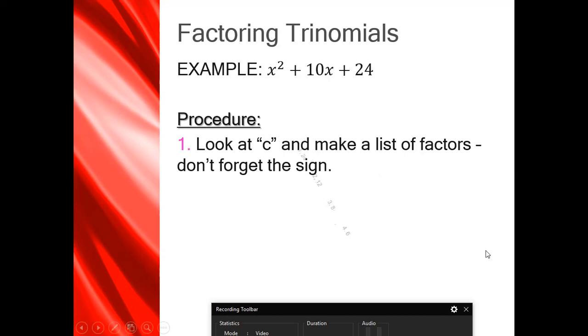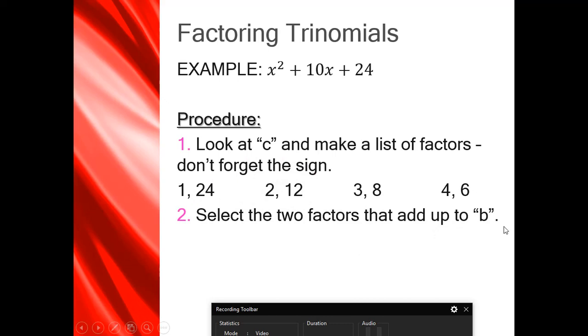So my first set of factors will be 1 and 24. If you look at those, they do not add up to 10. So the next set of factors is 2 and 12. They do not add up to 10. 3 and 8 do not add up to 10. And 4 and 6. That set does add up to 10. But I'm going to make a list of all the possibilities to create 24.